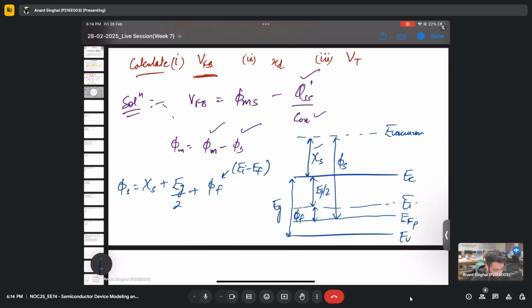So this is how you can calculate phi s, and once you calculate phi s, we can have phi ms. We can keep this here and everything else is there, and Cox is nothing but epsilon ox by Tox. This is given, so you can have Cox also. So we can calculate VFB by this. Make sense? Any doubts?